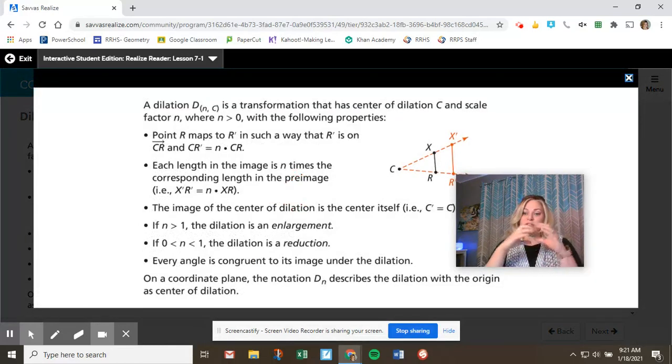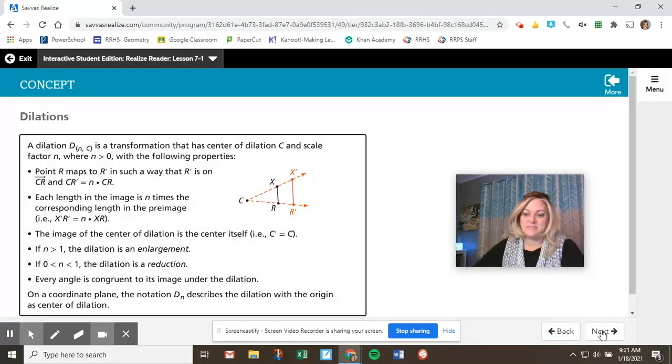So you think about it, a rigid transformation is like rotation, reflection. Those do not change the shape. This is not rigid anymore. It actually changes the size, bigger and smaller. And if it's a dilation greater than 1, it's going to get bigger or enlarged. If it's a dilation between 0 and 1, so like a fraction less than 1, then it's a reduction. There's no negative dilations.